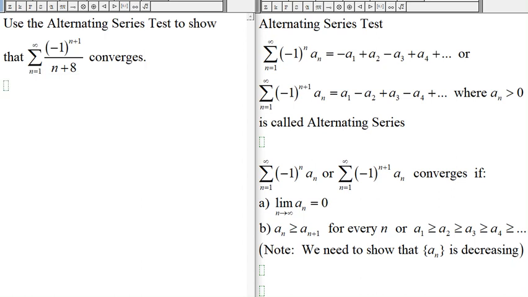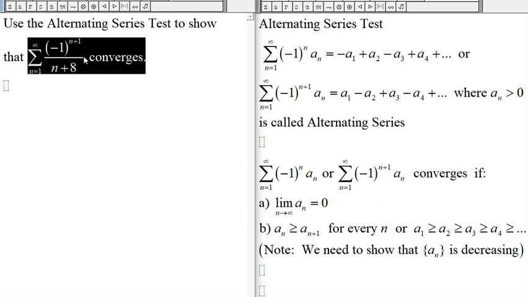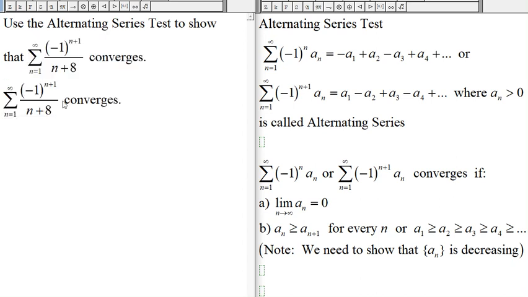And so here we have this series right here. We could also rewrite it like this. And so we have a sub n is 1 over n plus 8.